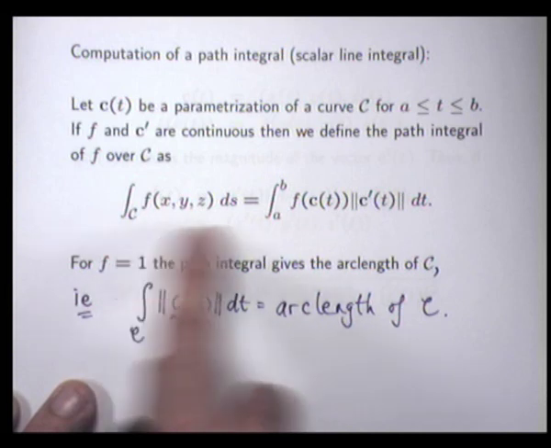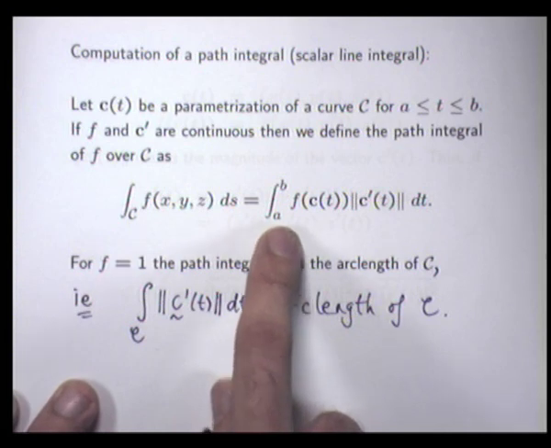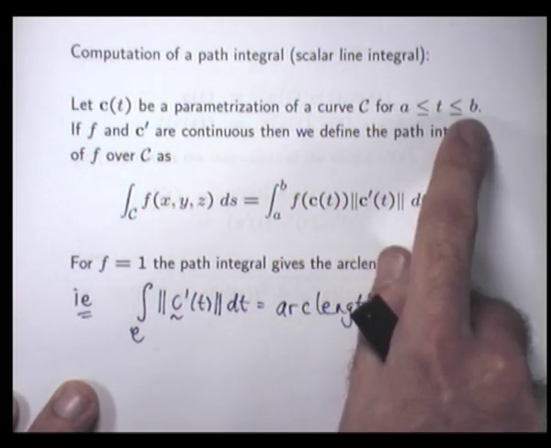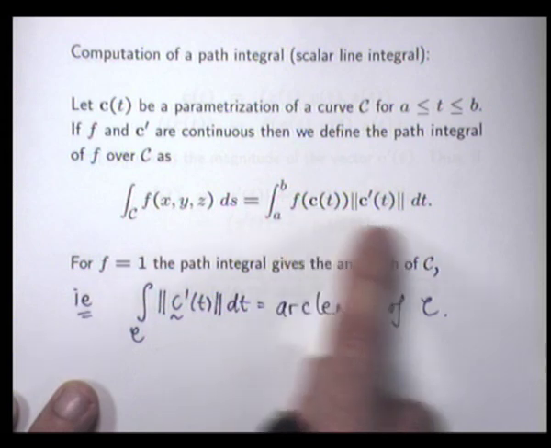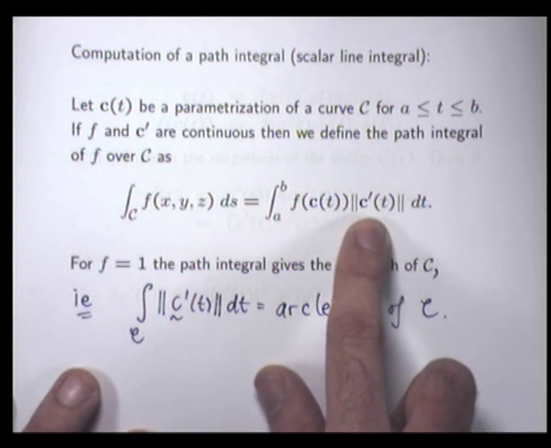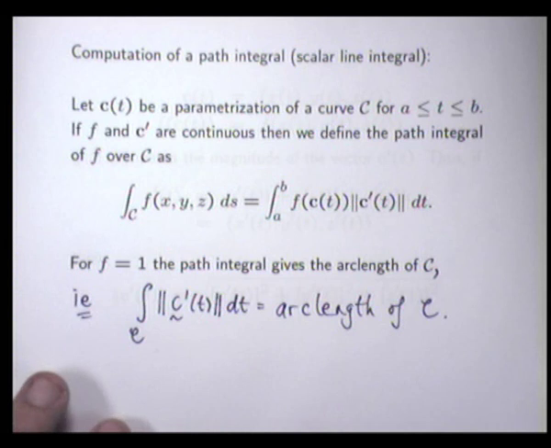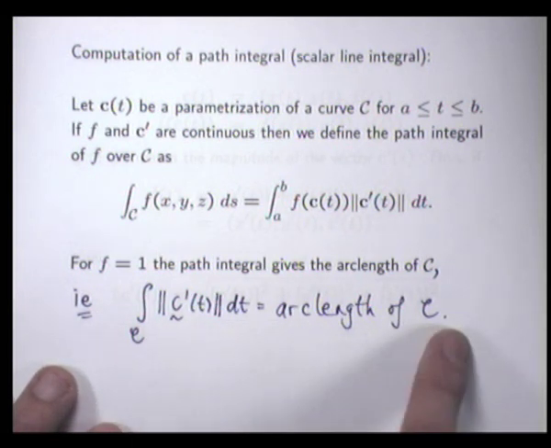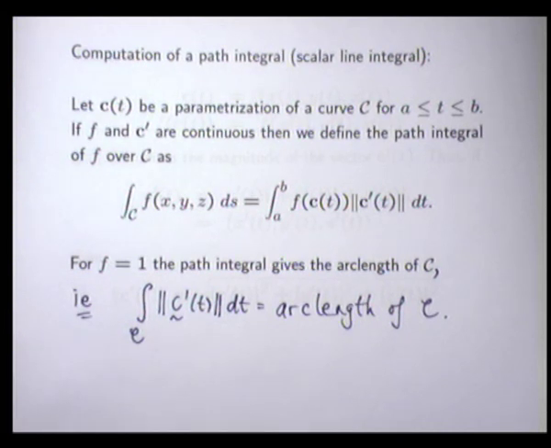Now, we can reduce this in the computation to just an integral that we know and recognize. Okay, here the lower and upper limits of integration are from here. F is evaluated along the parameterization, C of t. And this here is the magnitude of the vector function C dash of t. So we multiply these two things together and integrate them. It's quite simple. Now, in first year, you would have seen how to calculate the arc length of a curve. Okay, you may not have used this notation, but you would have seen this in first year, right? Or possibly even at school.